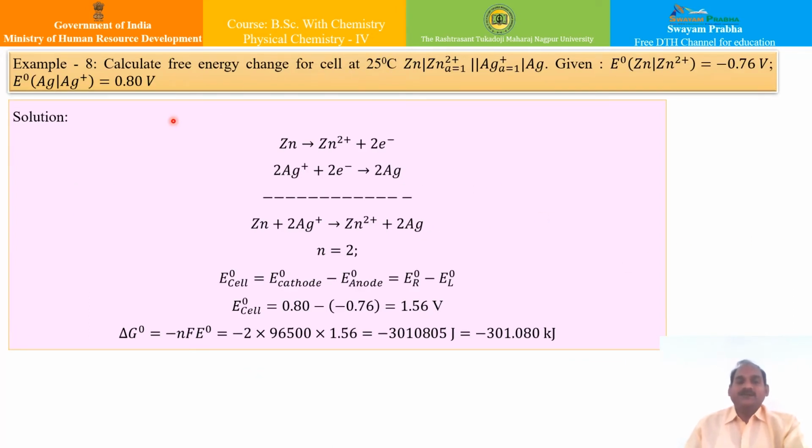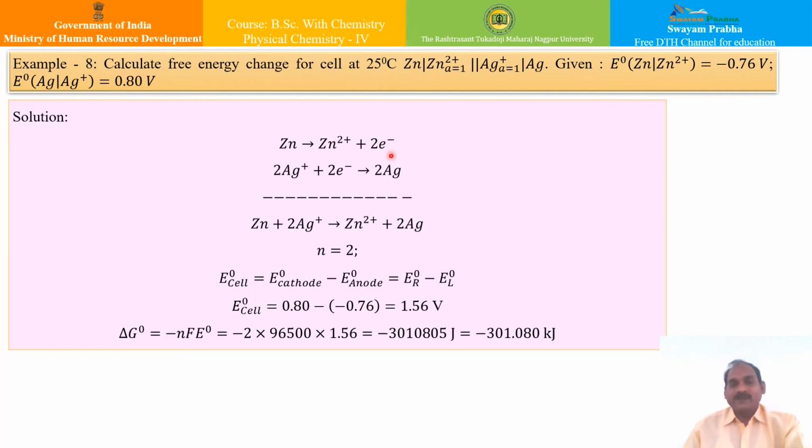Similarly, you can see another example wherein we need to calculate the free energy change for a cell. What is the cell? It is given: zinc in contact with zinc ions, activity is 1, which again means a standard condition, and a silver electrode in contact with the silver ion, activity is 1, again a standard condition. Both of these electrodes are in contact with each other through a salt bridge. The standard electrode potential for zinc is minus 0.76 volt, and the standard electrode potential of silver is 0.80 volt.